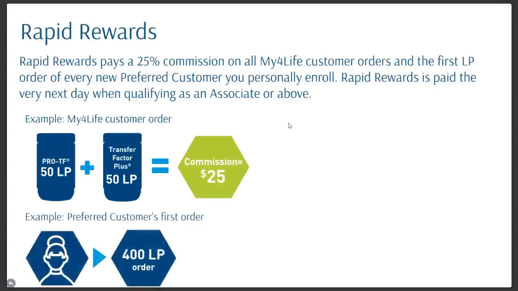And then again, looking at an example of a preferred customer's first order, say you enroll somebody as a preferred customer, and their very first order is a 400 LP order. You're going to get 25% of that, which would be $100, and that's going to be paid out to you the very next day.